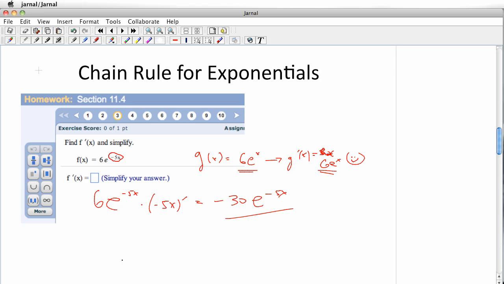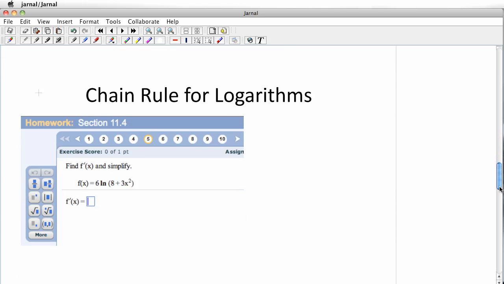So again, I have e to a bunch of stuff, whatever it is. Then when I take the derivative of that, I follow the regular rule. The regular rule says do nothing. The regular rule for e to the x is just e to the x. But that's incorrect. I have to multiply by whatever the derivative of the stuff was. And then finally, our logarithmic functions.